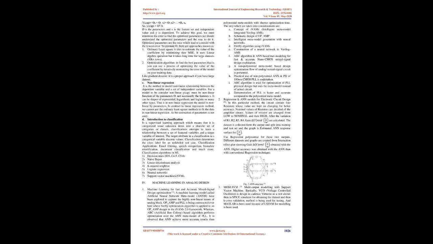Train/test split involves splitting the data set into training and testing sets respectively, which are mutually exclusive. It provides a more accurate evaluation of out-of-sample accuracy because the testing data set is not part of the data set that has been used to train the model. The issue is that it is highly dependent on which data sets the data is trained and tested on.